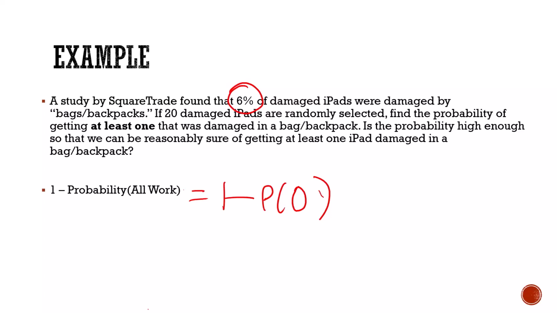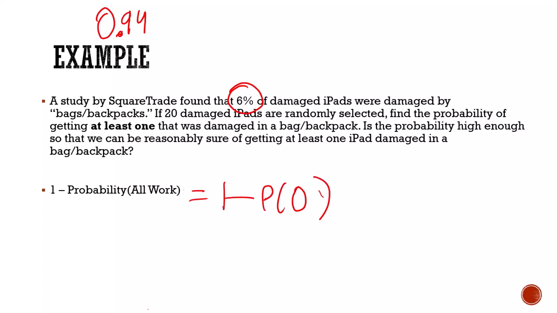Okay, so let's do this. If 6% were damaged by book bags, what percent are not damaged by book bags, everybody? 94. 94, right? So the probability that it's not damaged by a book bag is 94%, right?